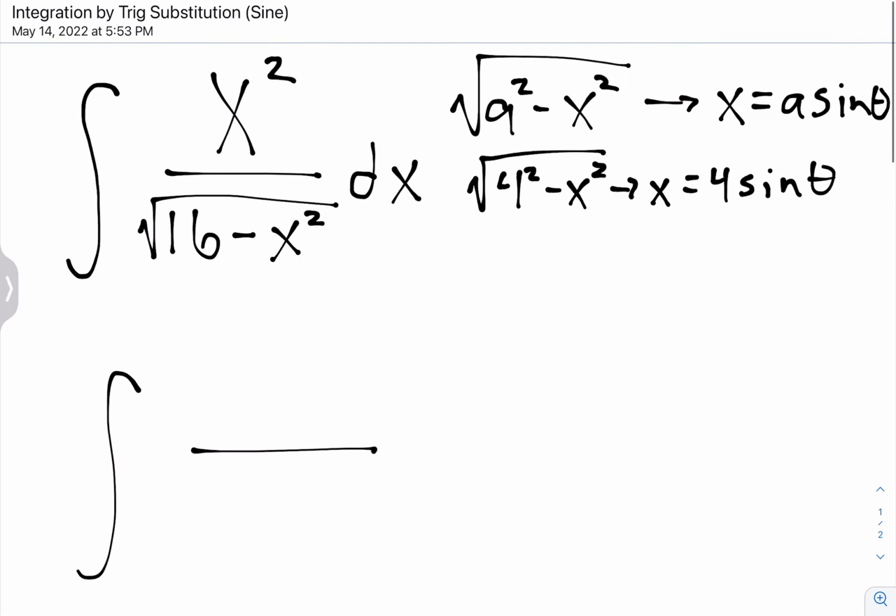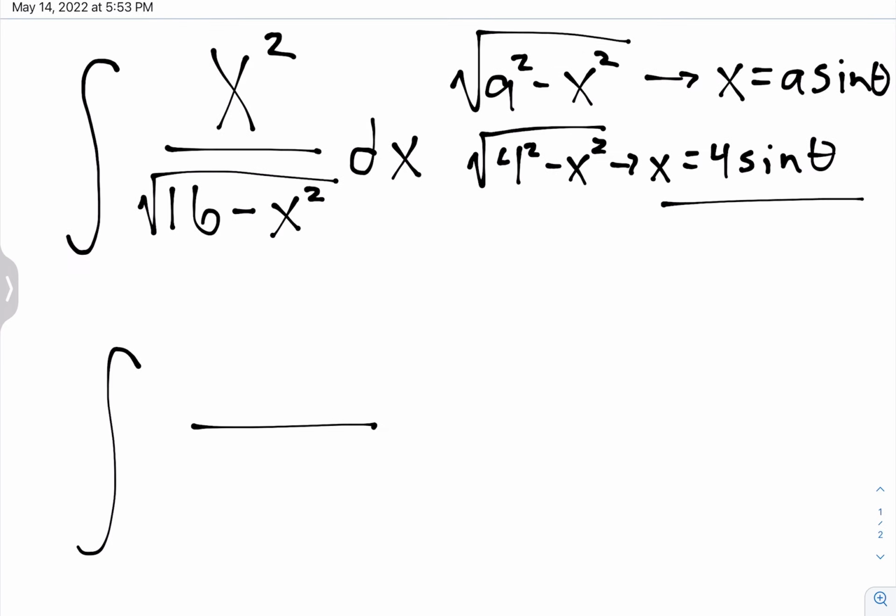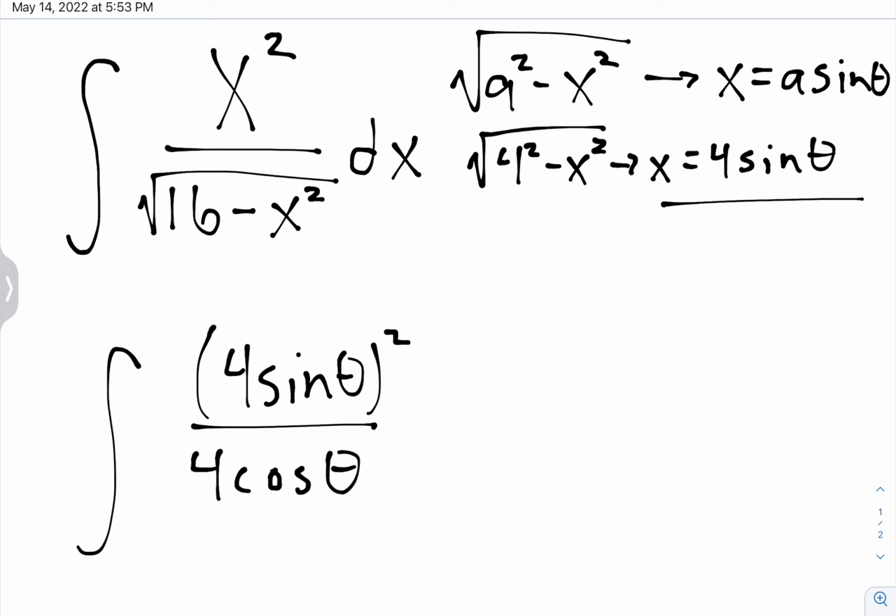And what is our x? Well, our x is going to be 4 sine theta. We just figured that out. And we know that our bottom here, root 16 minus x squared, is going to be 4 cos theta. X squared is just 4 sine theta squared, right? Because we're squaring x. So this is going to be equivalent to 16 sine squared theta.